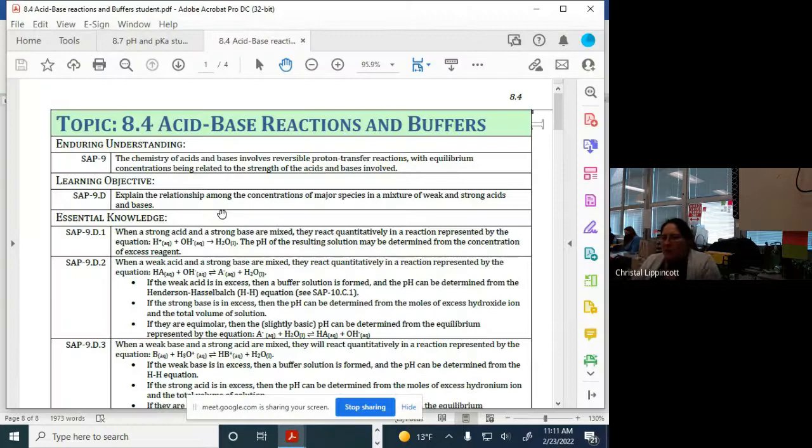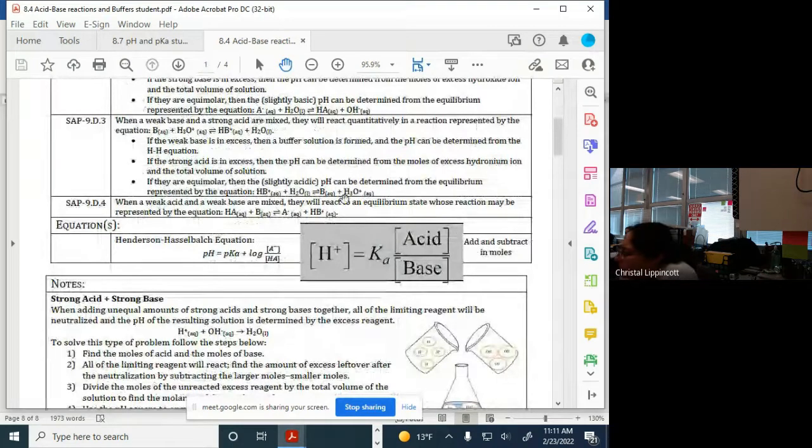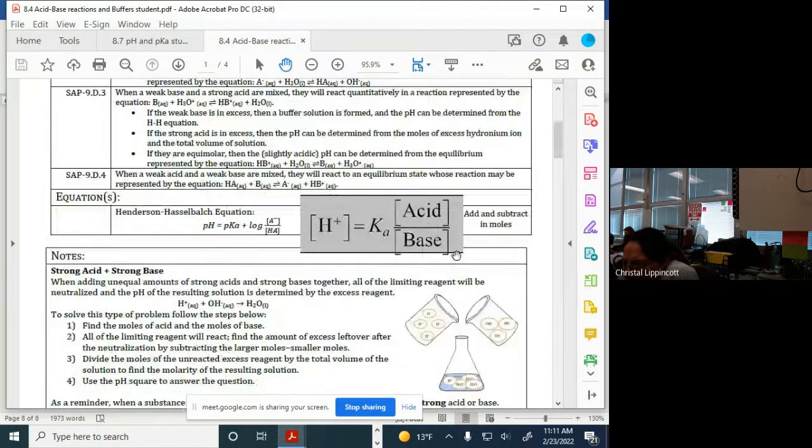We're going to talk about this section now. I tried to modify this form so that it accepts the way I do this. I also put this Henderson-Hasselbalch equation on here because that's what's on your blue sheet.